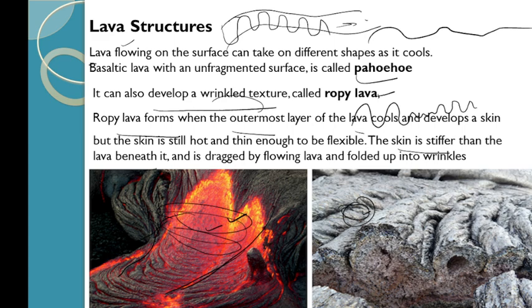So in ropy lava the skin is thicker. The skin becomes thicker as the lava flows; beneath is pure lava, but the outer layer forms a cool layer. As the lava cools more, it forms a skin. This skin is thicker than the lava beneath it. It is solid, not solidified but solid, while beneath it is liquid, so the drag of the flowing lava folds it into wrinkles. These wrinkles form the ropy structure of lava.